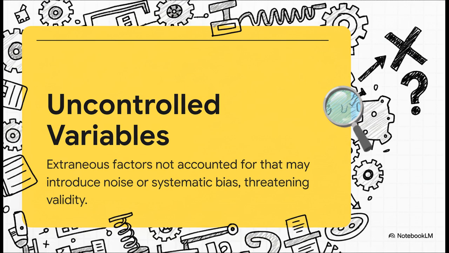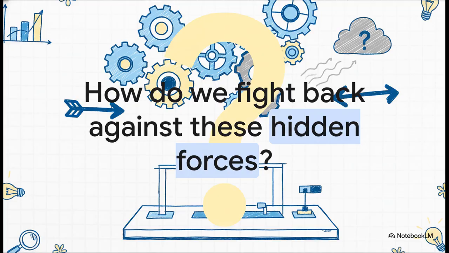Because, and here comes the villain of our story, uncontrolled variables. These are all the other things that could be messing with our results behind the scenes. Think about it. The weather outside, the specific time of day, maybe there's a big festival down the street. All these little factors can introduce noise and bias, and if we don't account for them, they can totally wreck our experiment. So the big question is, how do we fight back? How do we protect our experiment from all these hidden forces so we can isolate the one thing we actually want to test?